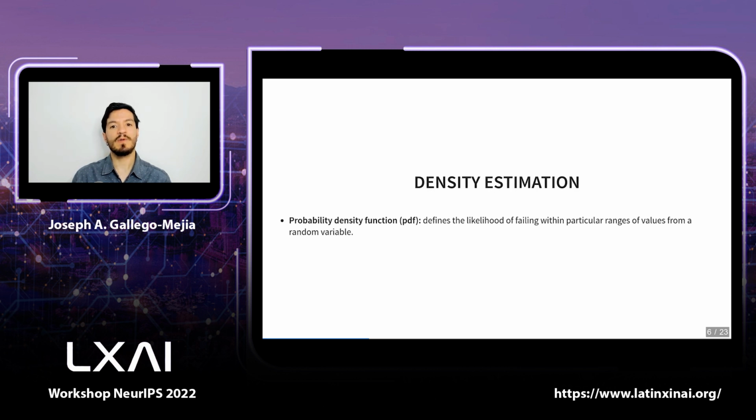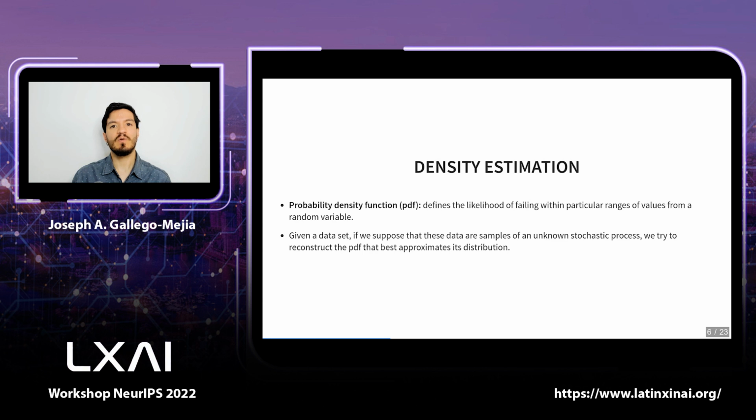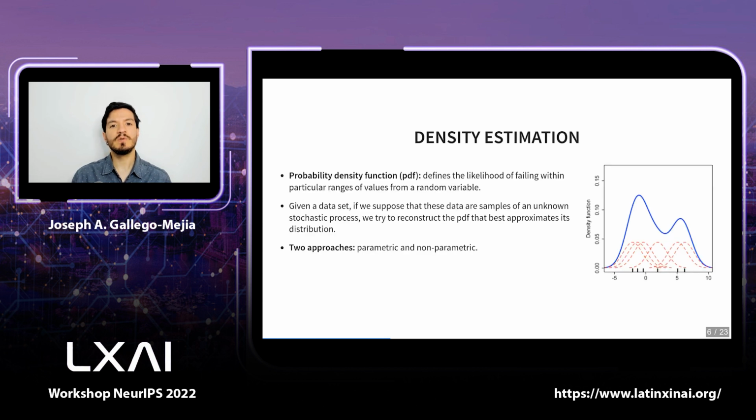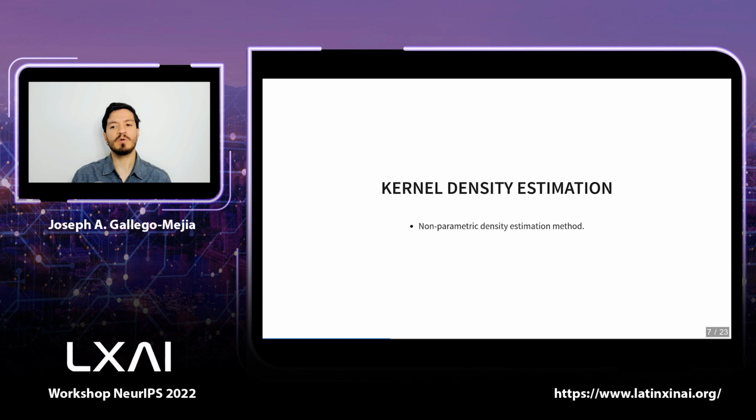We base our model on density estimation. A probability density function defines the likelihood of a given random variable. We want to estimate that probability density function using the data set. There are two principal approaches: the parametric approach, and the non-parametric approach, such as kernel density estimation.